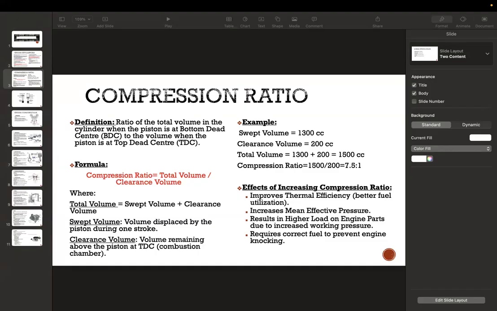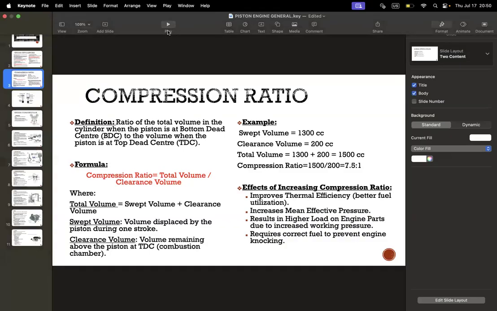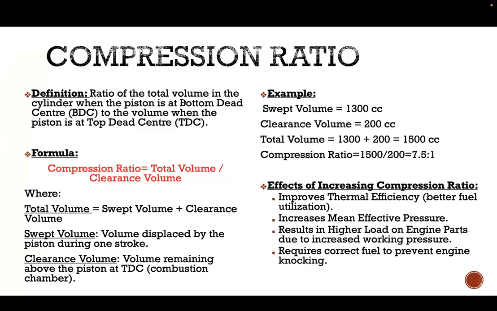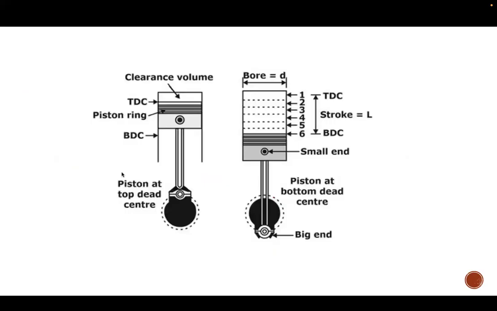So before going into what compression ratio is and all those things, we have to talk about a few terms. We're going to talk about total volume, your swept volume, and then your clearance volume. I'll explain the first three things. You know what TDC and BDC are. The top part of your piston travel is your top dead center, and this is going to be your bottom dead center, which is your BDC.